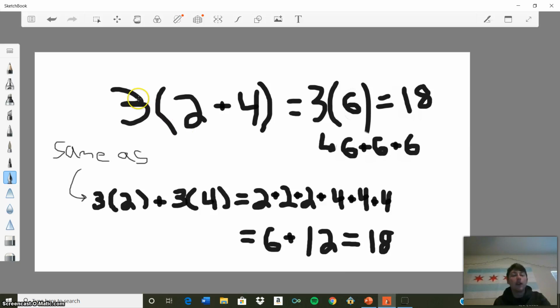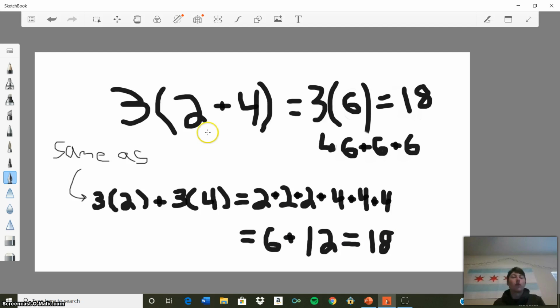We have 3 times (2 plus 4). So what we originally would do is add 2 and 4 together and we get 6. And we know that 3 times 6 is the same as 6 plus 6 plus 6, which is 18. So now let's look at the math behind the distributive property. We also see that 3 times 2 is 6, and 3 times 4 is 12, which we get 18.